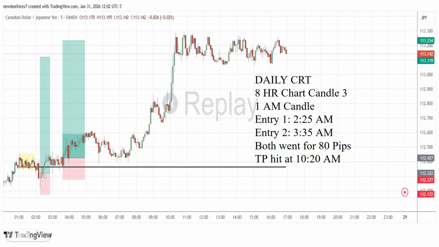All right, so best entry would have been at 2:25 a.m. That could have been entry 1. And then entry 2 could have been around here at 3:35 a.m., right as London gets going. Both of them did hit take profit for 80 pips apiece, and they hit at 8:20. So near the USA session, you see it spent the rest of the day consolidating.